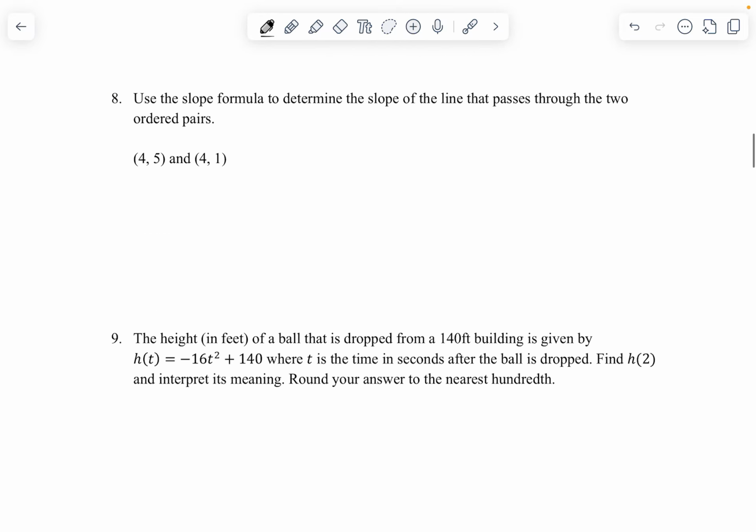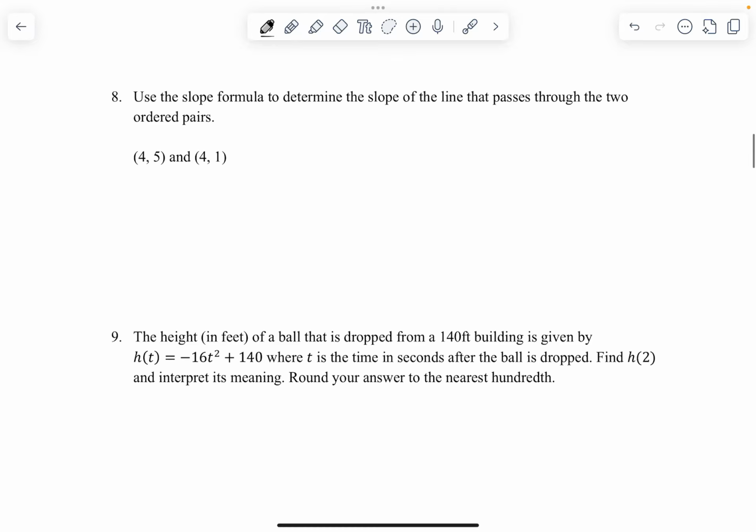All right, coming down here to 8. Use the slope formula to determine the slope of the line that passes through the two ordered pairs. The slope formula is y2 minus y1 over x2 minus x1. So you subtract the y values and you divide that by the difference of the x values. y2 minus y1, this would be 1 minus 5. And then x2 minus x1 would be 4 minus 4.